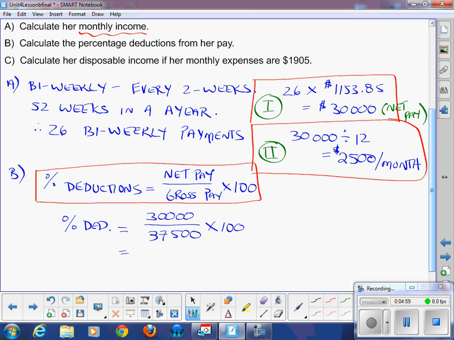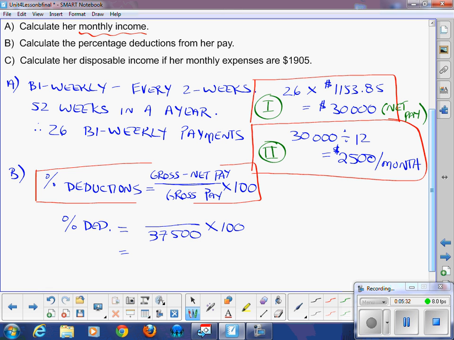So 30,000 divided by 37.5 times 100, and that gets us 80%. Actually, that's not going to work for us. I need to change that up slightly. I apologize. We'll fix that formula so that it's correct. It is your gross minus net pay. My mistake.